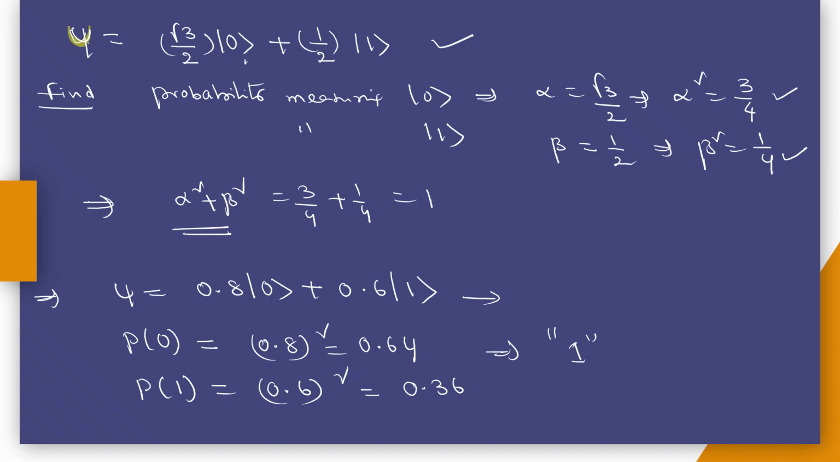In this way, there is a possibility to measure the representation of the qubit state, and also there is a possibility to measure the probabilities for each state.